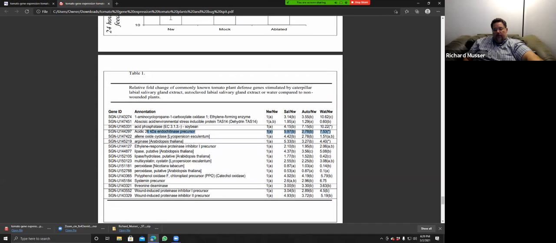Again, we're seeing arginase seems to be higher for the saliva, but it's not significantly different. They have the same letters. But there's a general trend that these genes are more highly stimulated by the saliva treatment than the autoclave treatment.